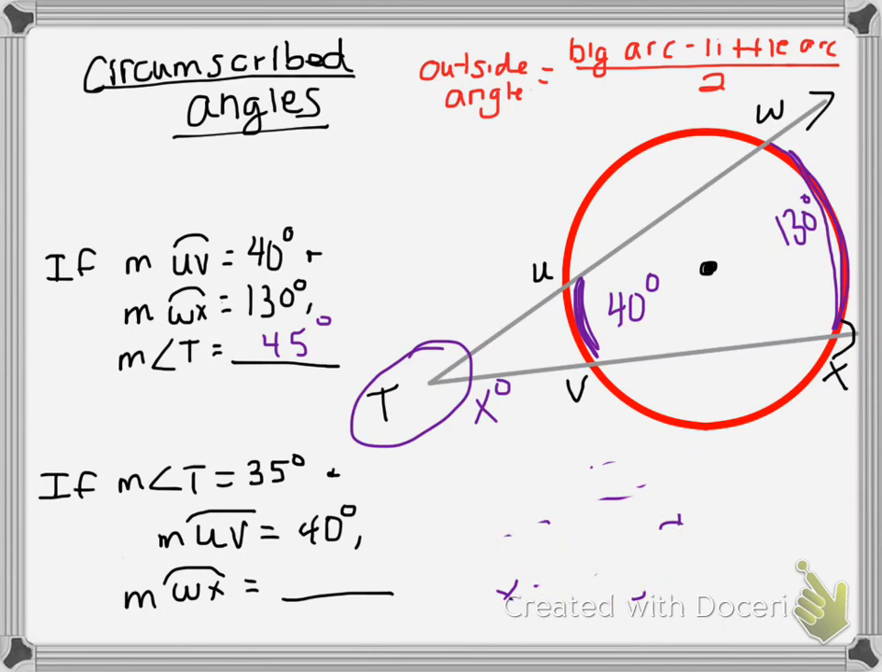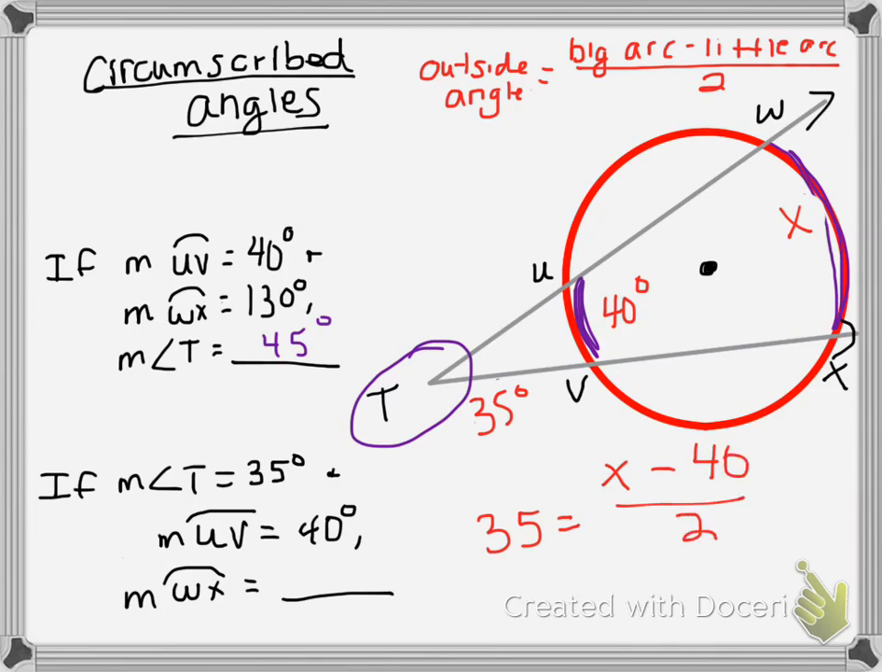Now, looking at the next one, we got different information for this one. You're given that the measure of angle T this time is 35 degrees. So, 35 degrees. And the measure of arc UV is 40 degrees. What is the measure of WX? So, again, we're plugging in. Into the outside angle, we're going to put 35. The big arc is X minus the little arc, which is 40, divided by 2.